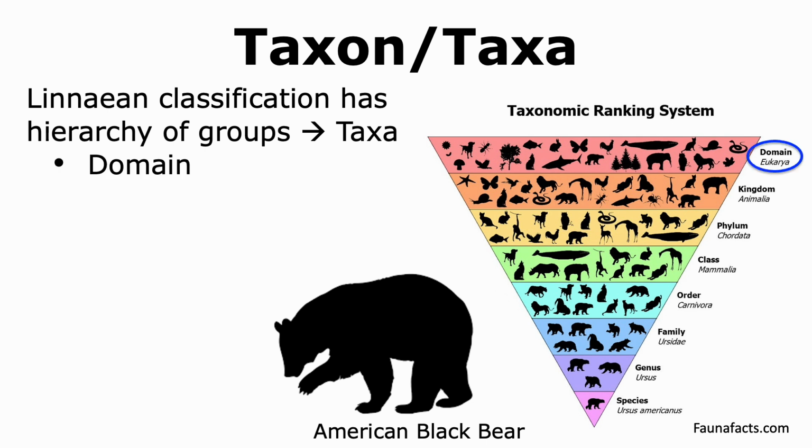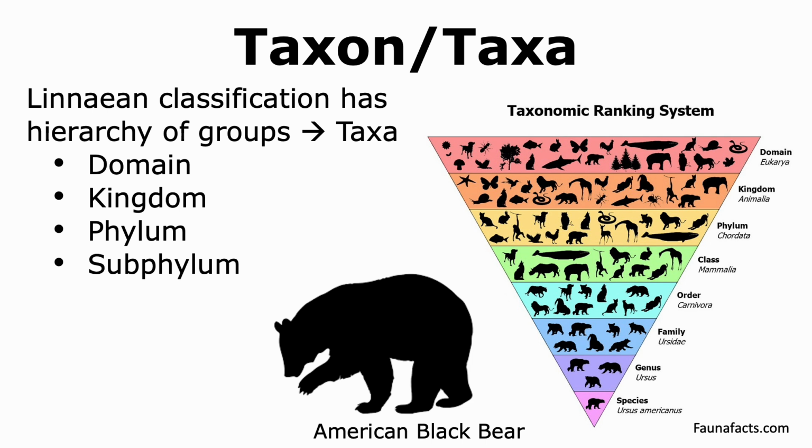The first group or taxon is the domain. The American black bear resides in the domain of Eukarya because it is a eukaryote. The next taxon is the kingdom, and because the American black bear is an animal, it belongs to the kingdom of Animalia. The next taxon is phylum, and since the American black bear is a chordate, it belongs to the phylum of Chordata. The next taxon is the subphylum, which is not shown in this figure.